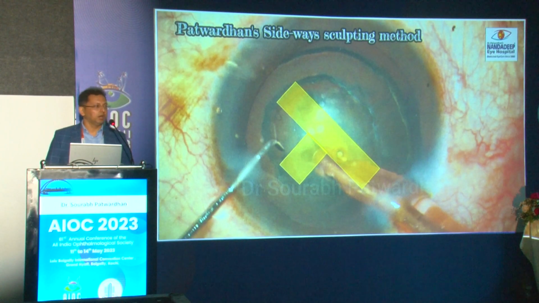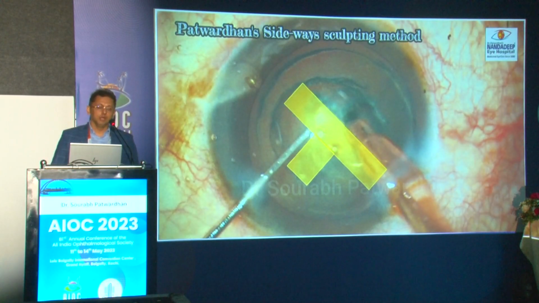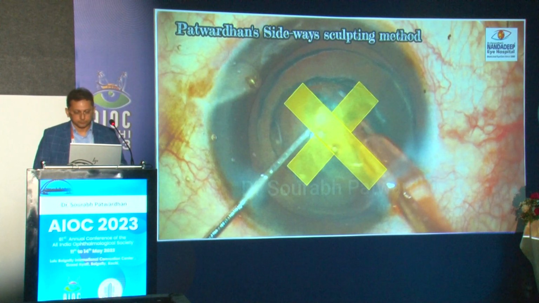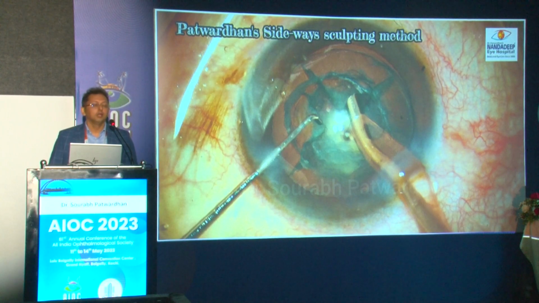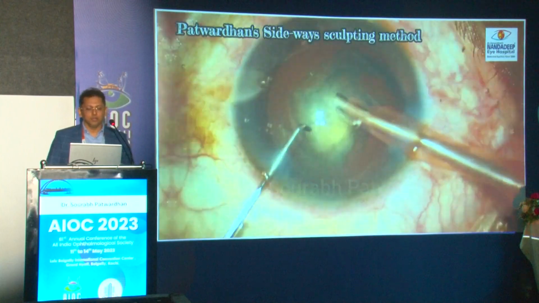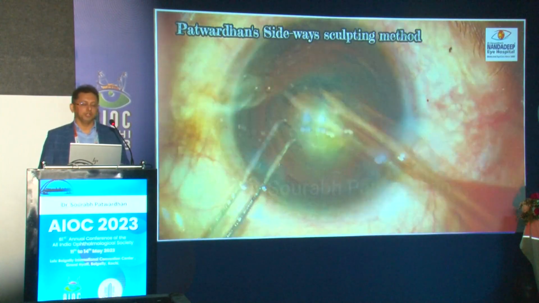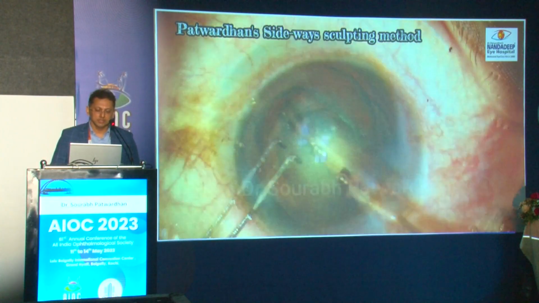When the lens is sitting the same, we are doing perpendicular sculpts or grooves without rotation of the nucleus. And once the adequate depth is achieved, we have 4 quadrants which are ready to be taken out from the bag without requirement of rotation of the nucleus. So we'll see this in this video again.